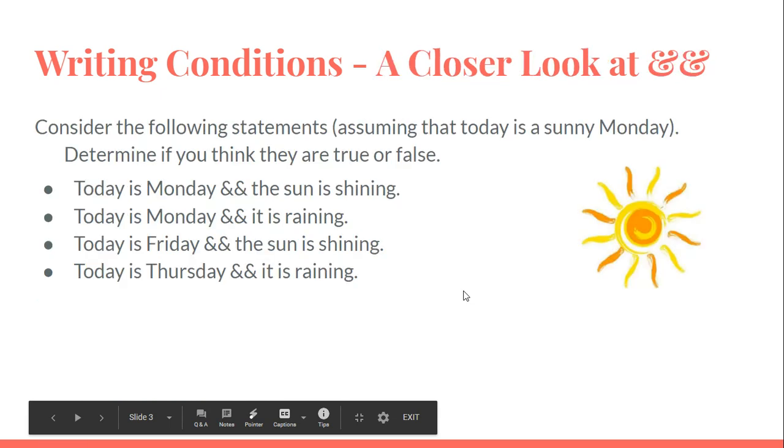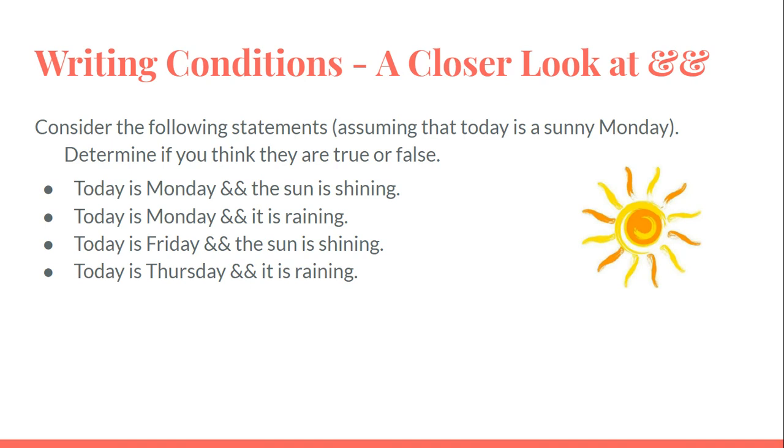So let's take a closer look here at and. Let's assume that today is a sunny Monday, regardless of the weather or the day. We'll pretend that it is a sunny Monday. Take a second and determine if you think these statements are true or false. Today is Monday and the sun is shining. Today is Monday and it is raining. Today is Friday and the sun is shining. Today is Thursday and it is raining.